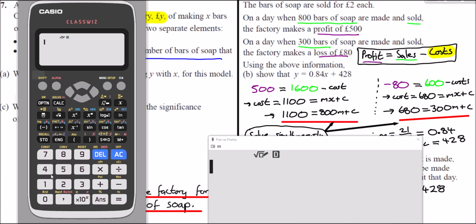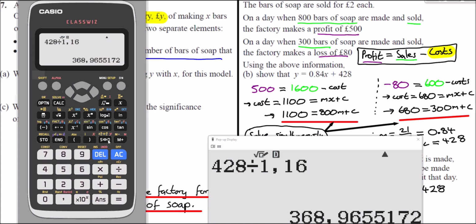Therefore, divide this by 1.16, and that gives us what x is. So 428 divided by 1.16 gives us a value of 368.97.